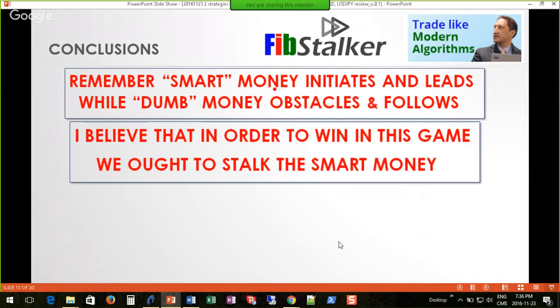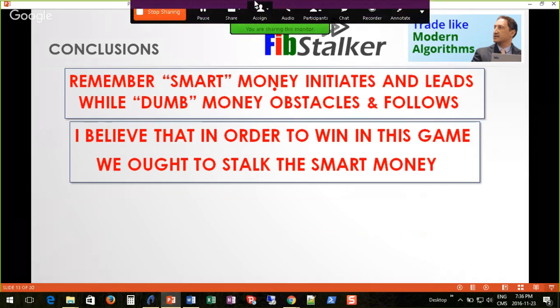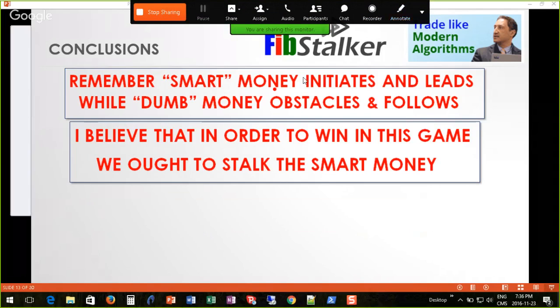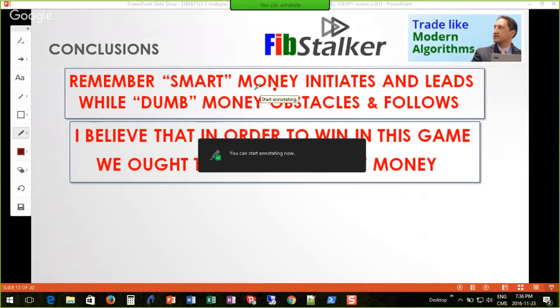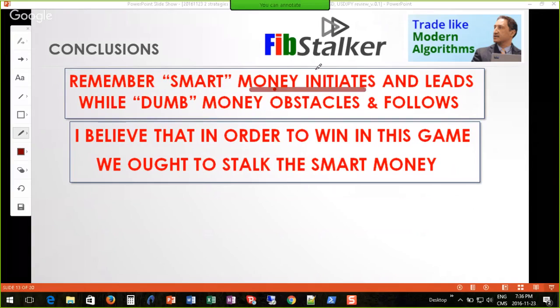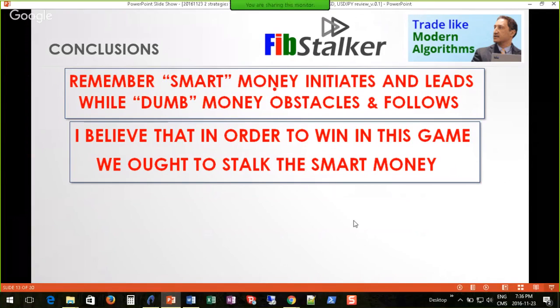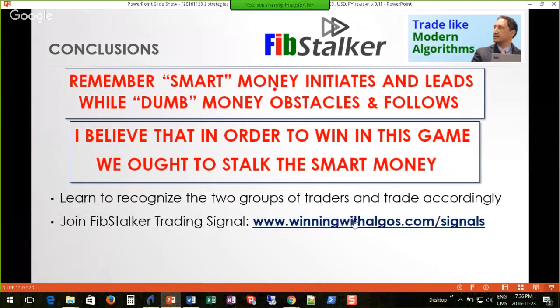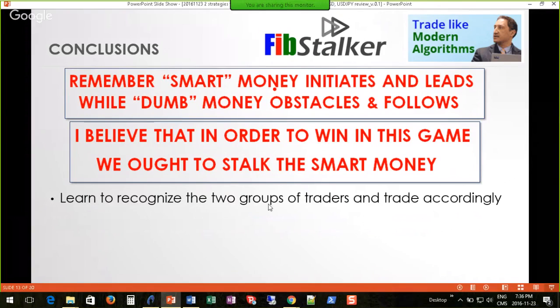Now, I truly believe that in order to win in the trading game, we need to study the smart money, because of the nature of how they can actually affect price and the fact that they initiate and lead price development.